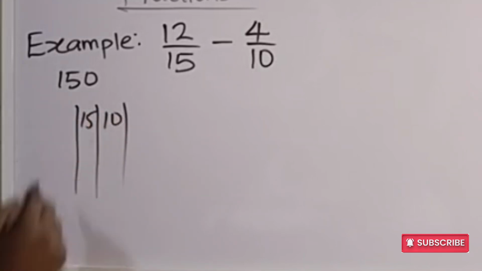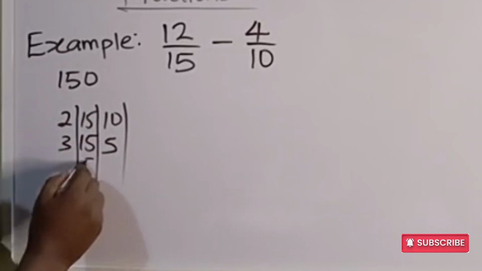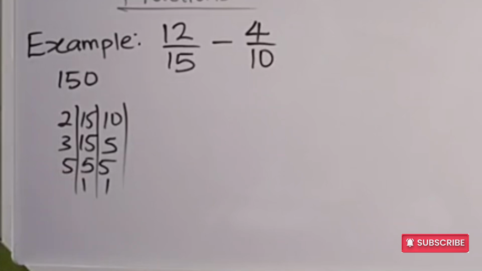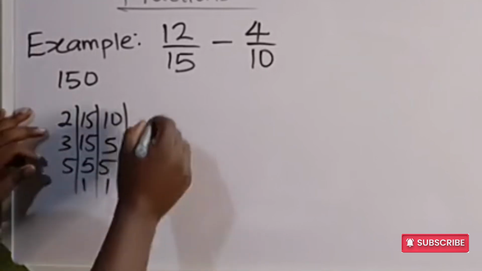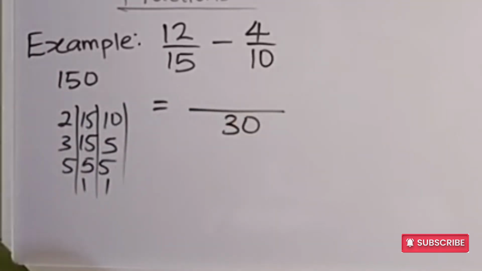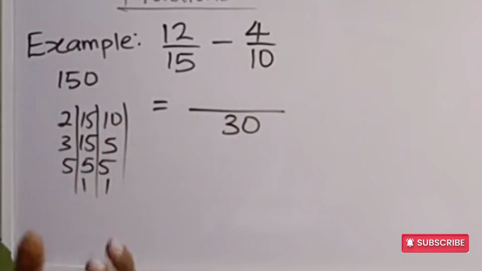2 can divide, so we have 2, 15, and 5. 3, 5, and 5. 5, 1, and 1. So 5 multiplied by 3 gives us 15. 15 multiplied by 2 gives us 30. So we can see that instead of having a common denominator of 150, we can have a common denominator of 30. So that's why I said when the number is large, you use LCM. But if the numbers are smaller than 10, you can just multiply them together.